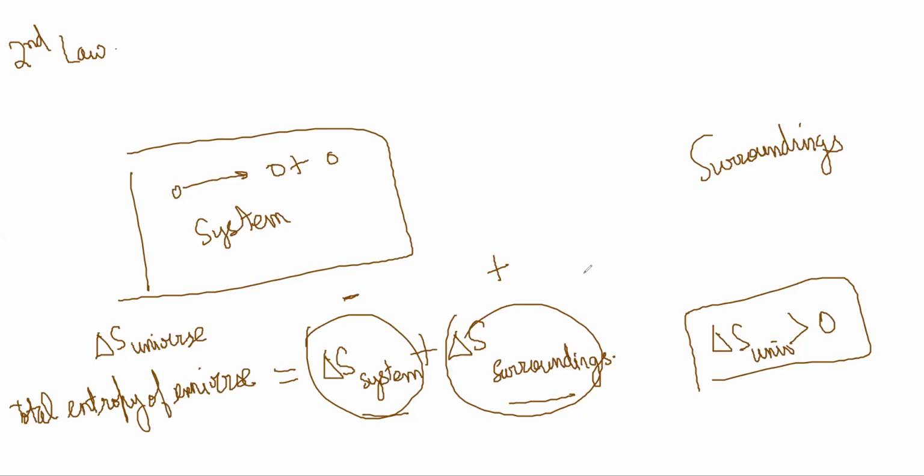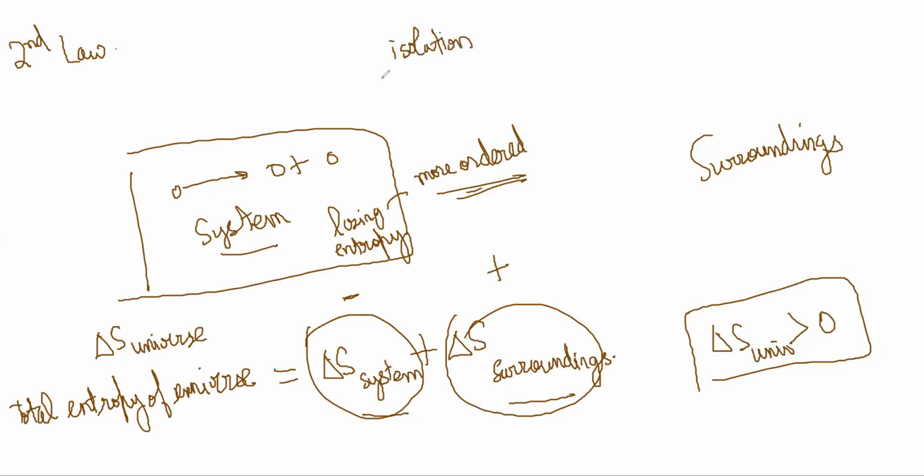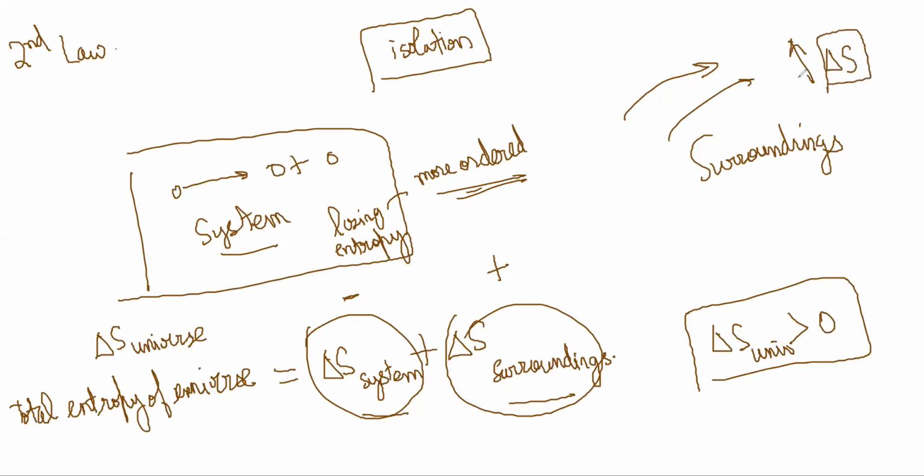It could happen that your system looks like it is losing entropy. Entropy is decreasing means it is becoming more ordered. But that will never happen in isolation. It cannot happen in isolation. It could happen that your entropy decreased, but as a byproduct, you increase the entropy of the surroundings by much more. That always has to happen.